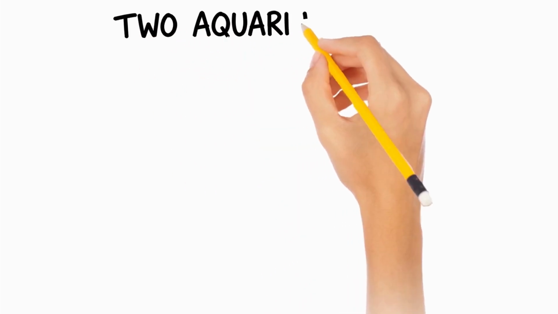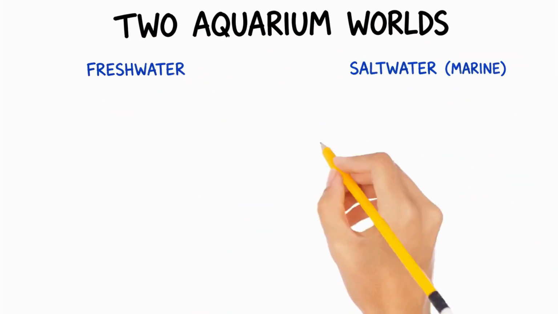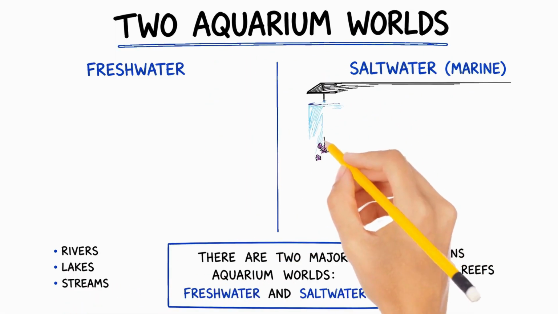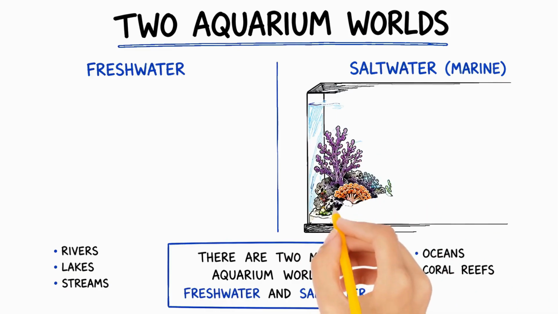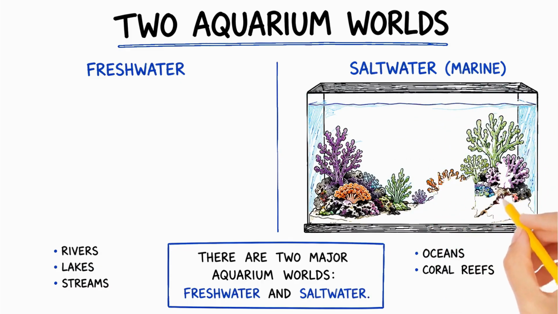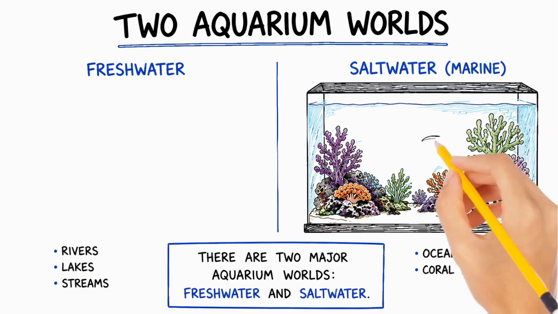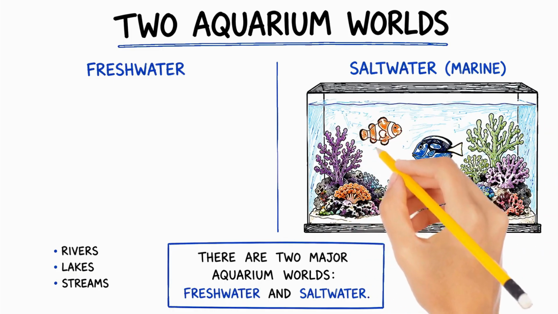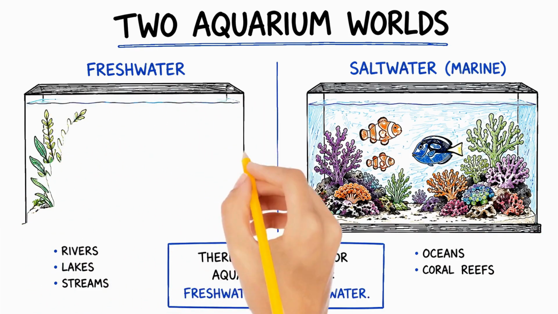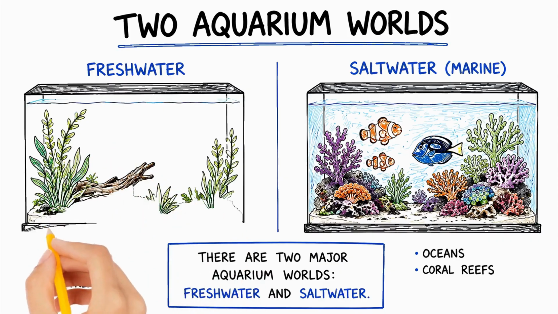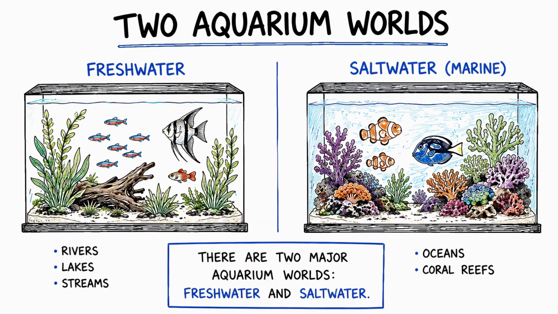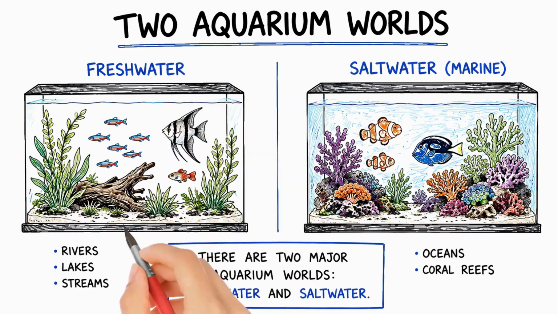When most people think about aquariums, they usually imagine fish swimming in a tank. But there are actually two major aquarium worlds, freshwater and saltwater. Freshwater aquariums are inspired by rivers, lakes, streams, and ponds, while saltwater aquariums are based on the ocean. Both can be beautiful, both can support amazing fish, and both rely on healthy ecosystems to succeed. At first glance, they may look similar because they both contain water, fish, and filtration. But the environments inside these tanks are quite different.